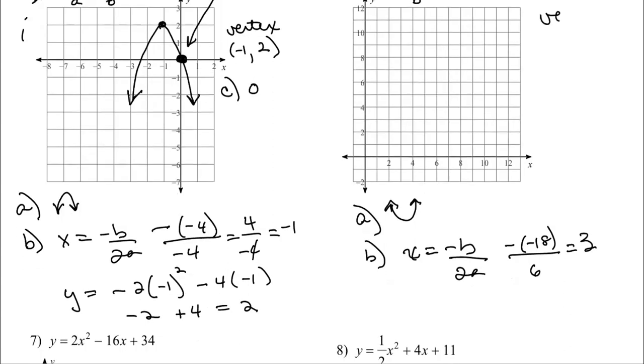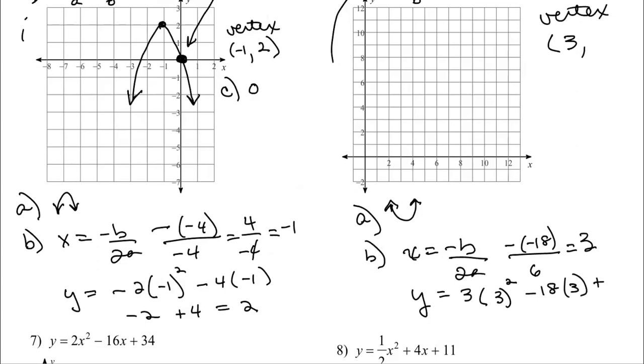Okay, so far my vertex, I know that the x value is 3. Let's get my y value. And to get your y, you're going to plug into the y equation up here. So it's going to equal 3 times 3 squared minus 18 times 3 plus 26. Okay, 3 squared is 9. 9 times 3 is 27. 18 times 3. 3 times 8 is 24. Put down the 4, carry the 2. 3 times 1 is 3, and 2 more is 5, plus 26.